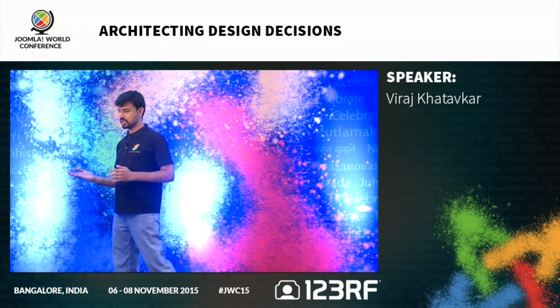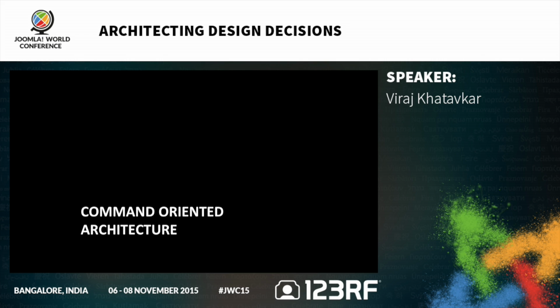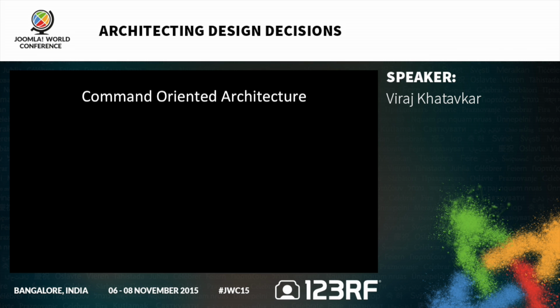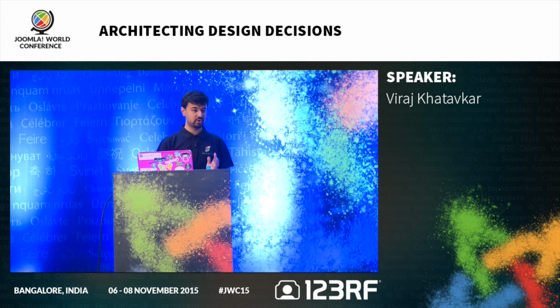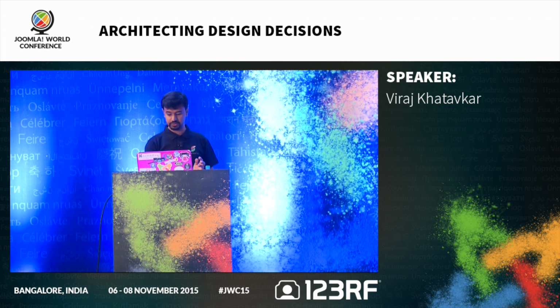So we will see what command-oriented architecture is and how it can be useful in separating our logic. The key points of command-oriented architecture are these three things: commands, command handlers, and command bus. These three things constitute the whole command-oriented architecture. It revolves around them, and we will see what they are one by one.